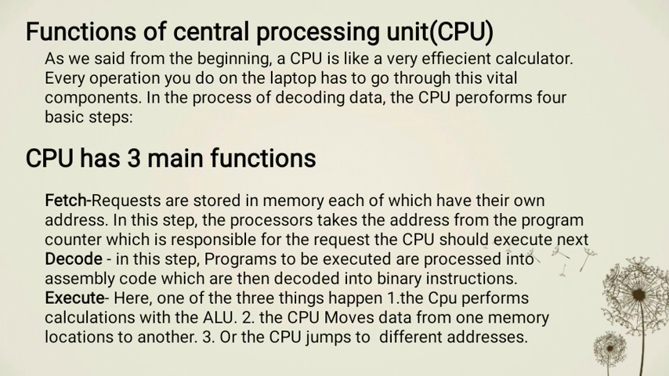Fetch. Requests are stored in memory, each of which has its own address. In this step, the processor takes the address from the program counter, which is responsible for tracking the request the CPU should execute next. First, the CPU fetches the instruction from program memory. Program memory is the location of the instruction. This location also stores a number that is the address of the next instruction that needs to be fetched.